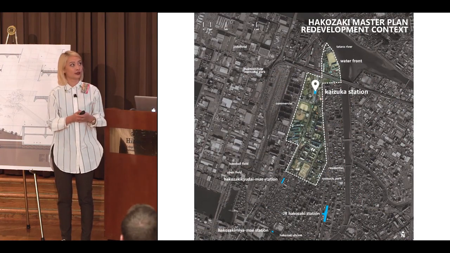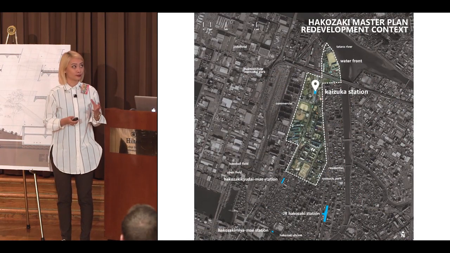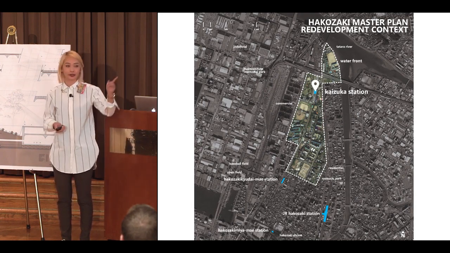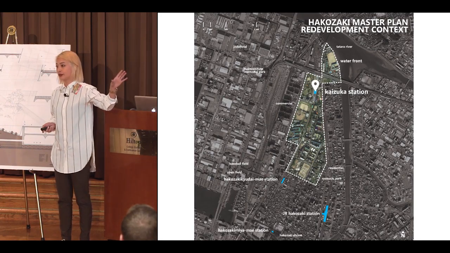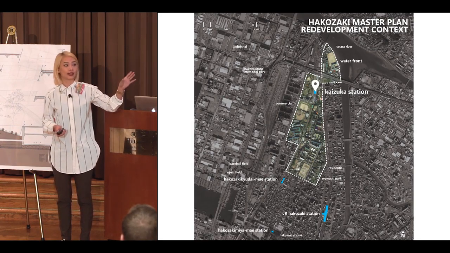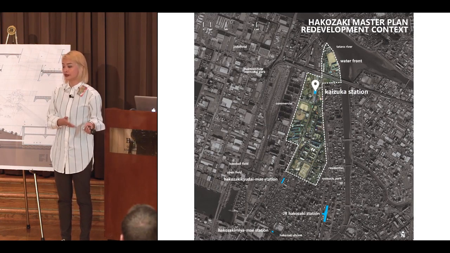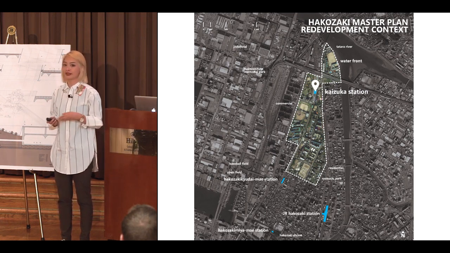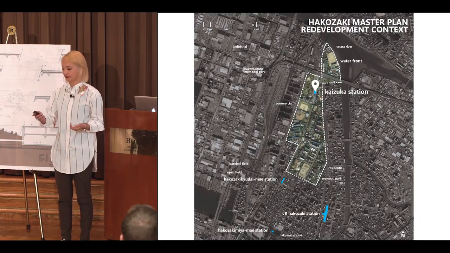Zooming into Hakozaki District, the main attraction there is Kyushu University. This dashed line indicates where that campus is and a future redevelopment within Hakozaki. Kyushu University is relocating their entire campus to a different location, which is something really rare in Japan. This gives a lot of opportunity to redevelop a very, very large area.